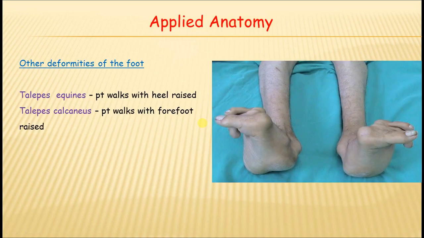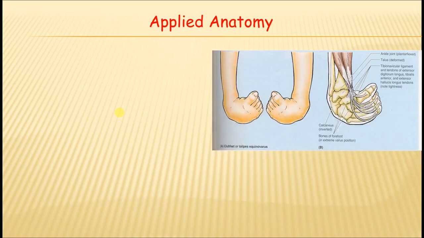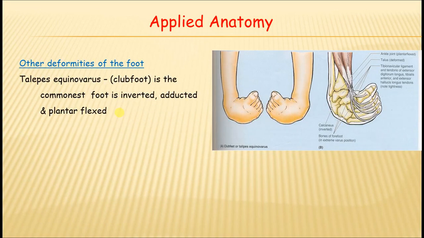Then you also have talipes varus, in which the foot is fixed in an inverted and adducted position. Then valgus, in which the foot is fixed in an everted and abducted position. Talipes valgus, talipes varus. Now a combination of these primary deformities can lead to a very common condition of the foot called talipes equino varus, or the club foot. Talipes equino varus is the most common type.